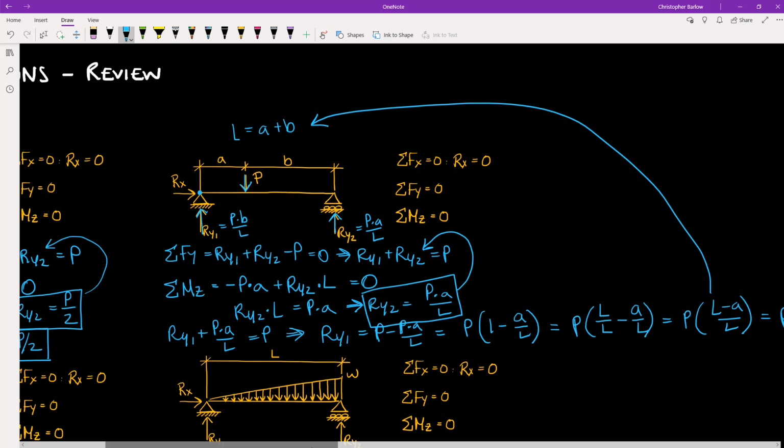We have P times the greater distance B over L for our reaction 1, and we have P times the shorter distance A over L for our reaction 2. And so, yes, we meet that expectation. Our reaction on the left will be larger than our reaction on the right.